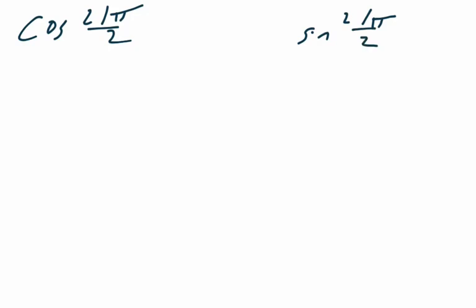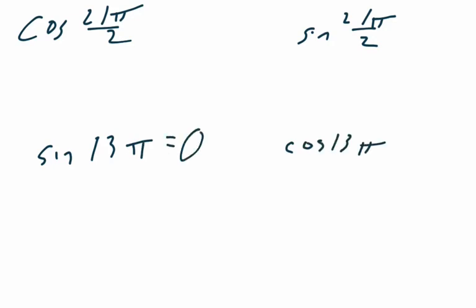Now the next 4 are the ones that are the easiest, or I shouldn't say easiest, but you have to kind of remember, and you can look at your graphs to help you out. Sine of 13 pi, cosine of 13 pi. So the sine of anything pi is 0. And the cosine of anything pi over 2 is 0.